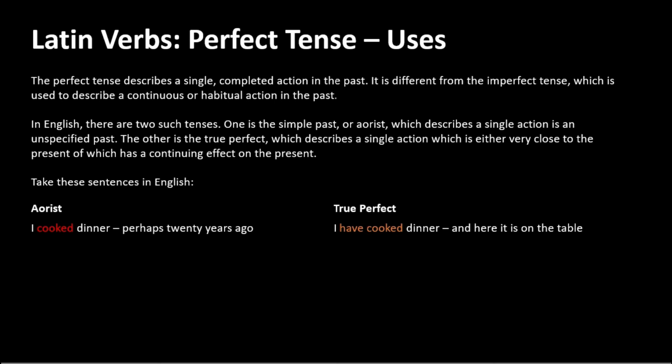If, however, we look in the true perfect column, I have cooked dinner. What that means is, as I say in the explanation, I have cooked dinner and here it is on the table. When I say I have cooked dinner, I am talking about an event which is so close to the present that it might as well be in a kind of present, or it is something which takes place in the past, but it has a continuing effect on the present.